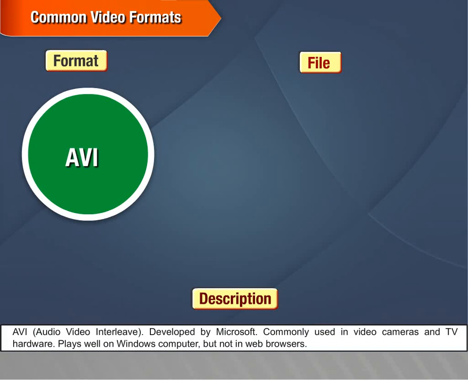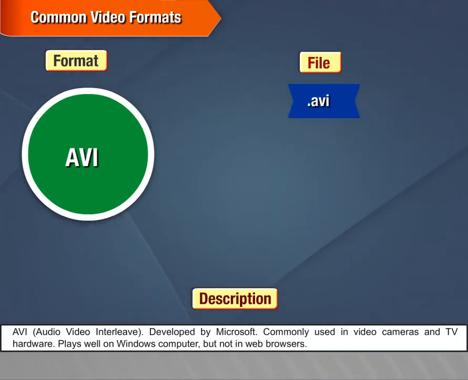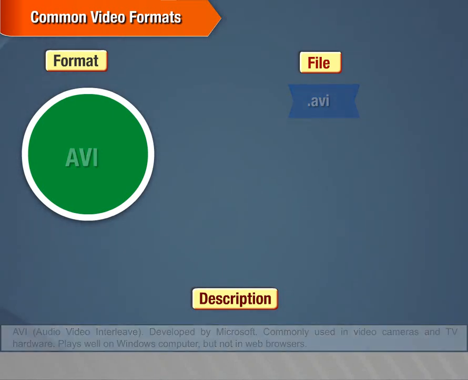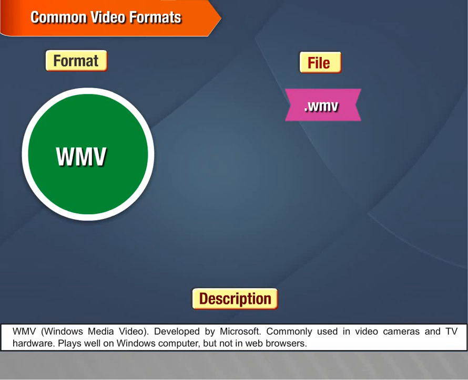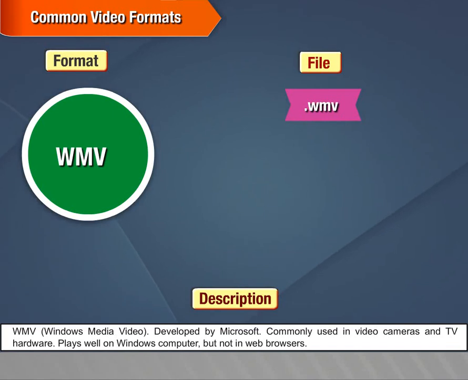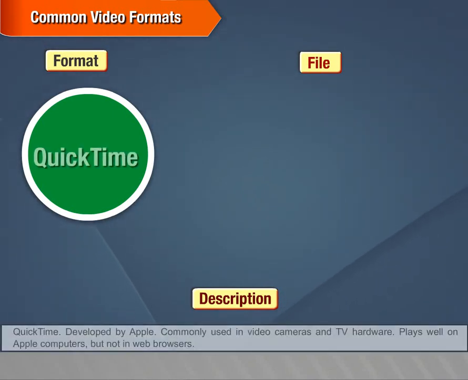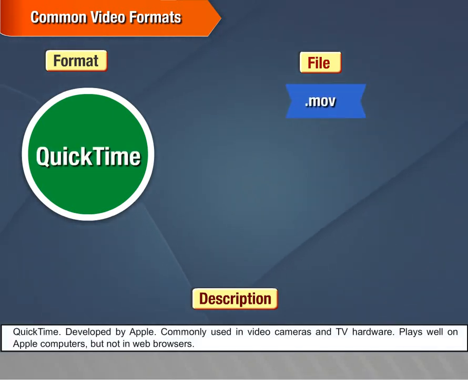AVI, .avi. AVI, Audio Video Interleave, developed by Microsoft, commonly used in video cameras and TV hardware. Plays well on Windows computers but not in web browsers. WMV, .wmv. WMV, Windows Media Video, developed by Microsoft, commonly used in video cameras and TV hardware, plays well on Windows computers but not in web browsers. QuickTime, .mov. QuickTime, developed by Apple, commonly used in video cameras and TV hardware, plays well on Apple computers but not in web browsers.